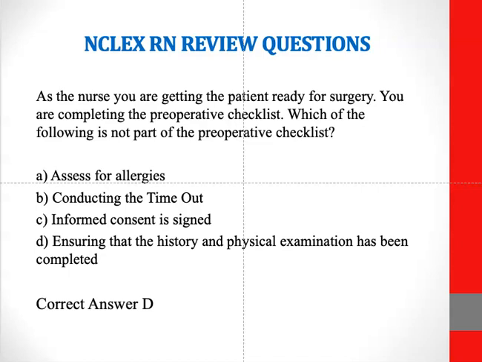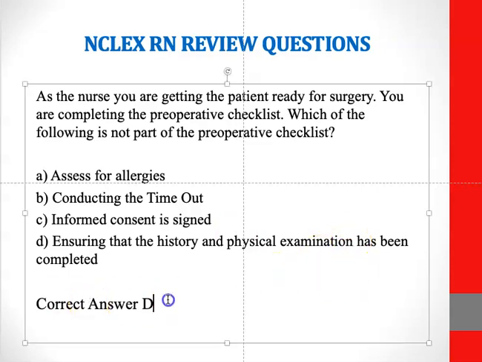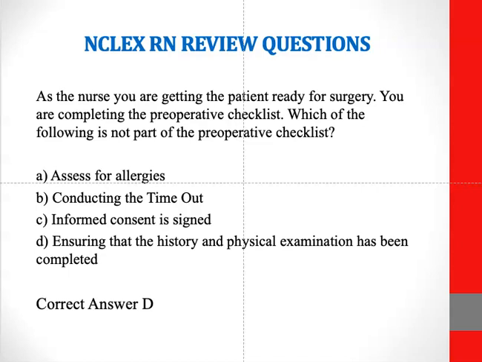Next question. As a nurse, you are getting the patient ready for surgery. You are completing the preoperative checklist. Which of the following is not a part of the preoperative checklist? A, assess for allergies; B, conduct the timeout; C, informed consent is signed; D, ensuring that the history and physical examination has been completed. So the correct answer will be D. This should be done way ahead, not at the time of surgery. So D is the correct answer. That's the one that you should question. It's not a part of the preoperative checklist.